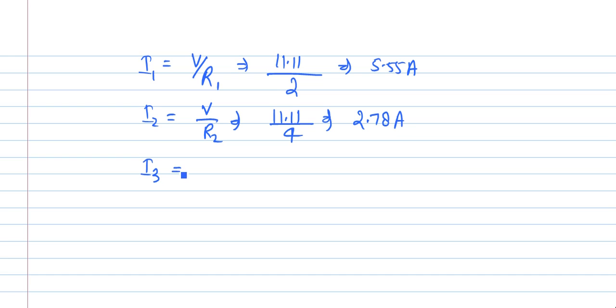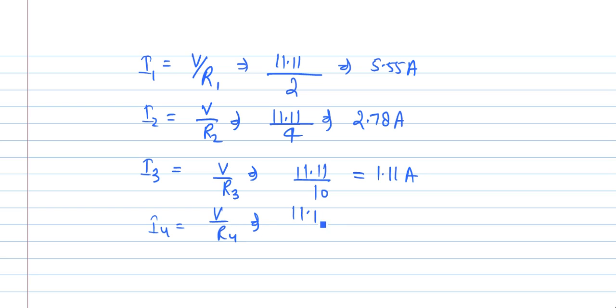Next, current I3 is equal to V upon R3. That will be equal to 11.11 upon 10, which gives 1.11 ampere. And I4 is equal to V upon R4, that is equal to 11.11 upon 20. So this will give us 0.55 ampere current. So these were the branch currents. We have calculated all the 4 branch currents. In this way we will solve this numerical.